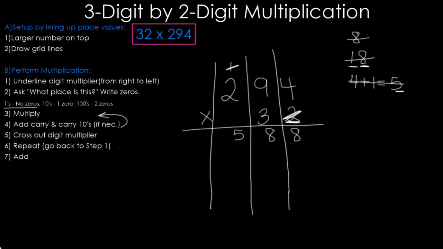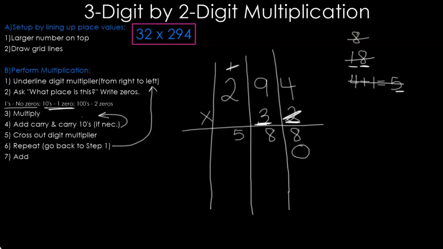Okay, now we're going to go back to step 1. What is step 1? We're going to underline our digit multiplier, right? This is what we're working on next, number 3. And then step 2 says, what place is this? This is in the tens place. So tens, how many zeros is in a 10? How many zeros do we need to write? 1. Okay, 1 0. So we're going to write that 0 there.